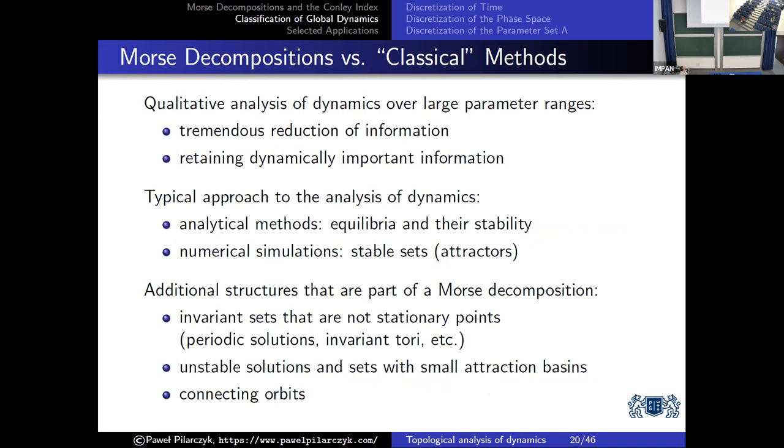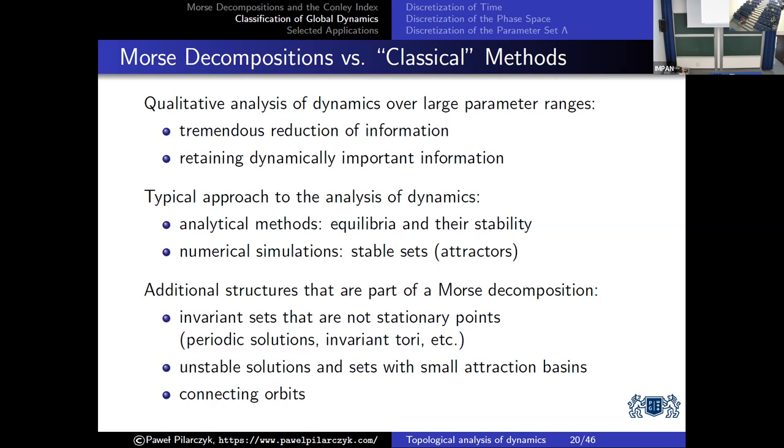Let me now say some comparison to the classical methods of analysis of dynamical systems. The classical methods are typically analytical methods, where you analyze the equations. People usually can solve the equations for equilibria and compute their stability by linearization. And finding periodic orbits is a little tricky with this.